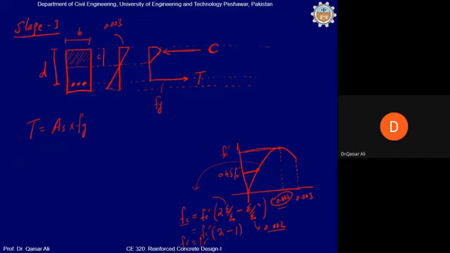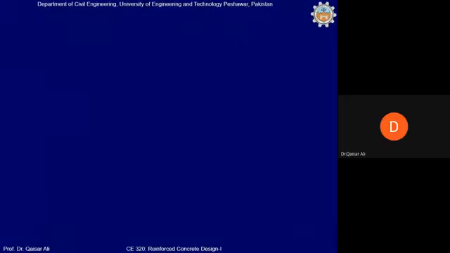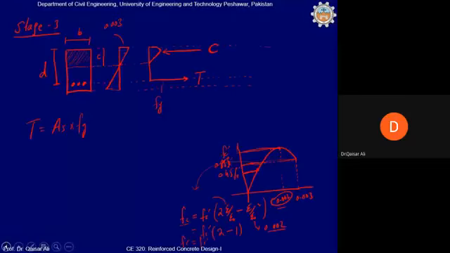In this way, you can calculate for each strain. If you put 0.003, your value corresponding to 0.003 will be equal to 0.85 FC prime. At 0.003 the stress value will be 0.85 FC prime. Any questions up to here? Yes sir, clear. So this stress corresponding to 0.003 is basically 0.85 FC prime.